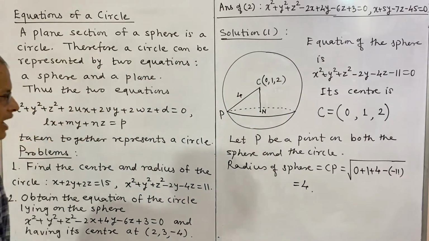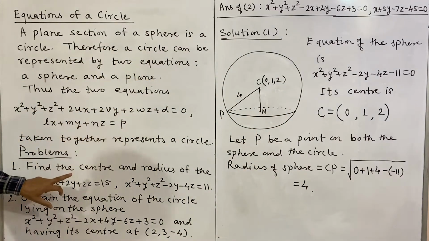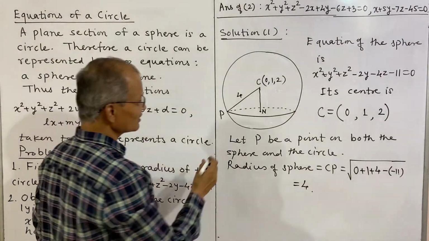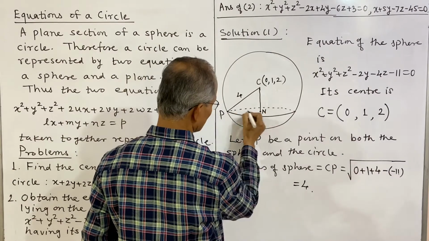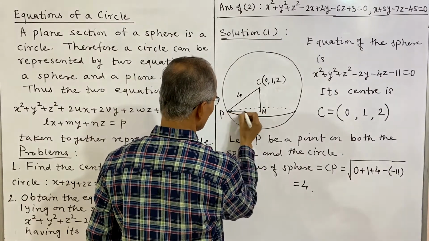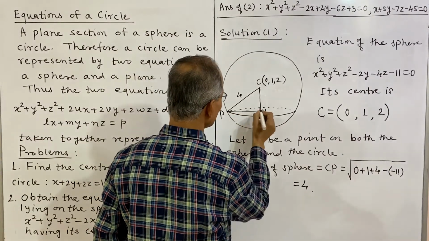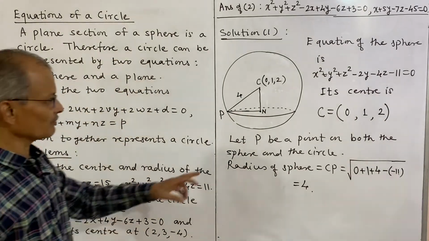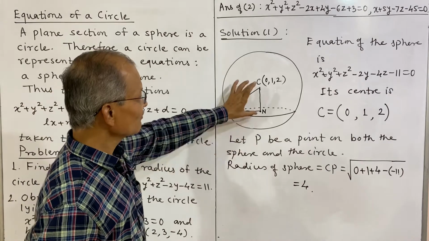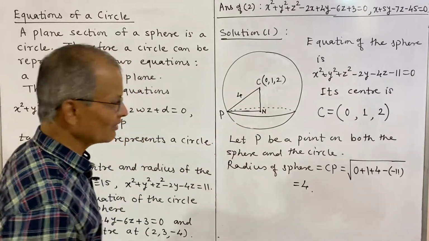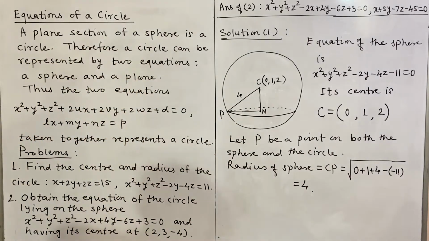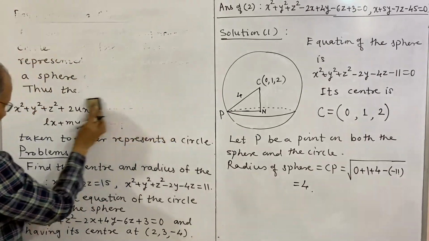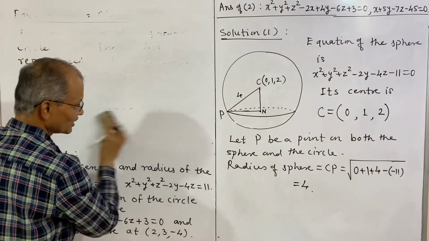Now what we are asked is to find center and radius of the circle. So this is the radius of the circle. See, NP will be the radius of the circle, and that we want to find. To find the radius of the circle, which is NP, we first find CN, and then we will use the Pythagoras theorem. Now I shall rub this part so that we can write part of the solution here.